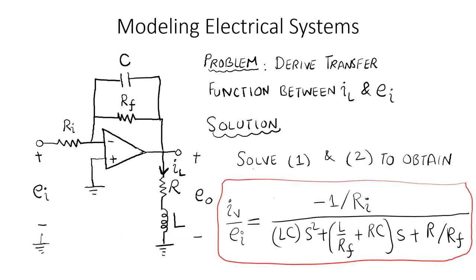And finally, when we solve equations 1 and 2, this is the transfer function that we have obtained. It is already encircled as shown here. So IL over EI is minus 1 over RI, the whole divided by LC times S squared plus L over RF plus RC times S plus R over RF.